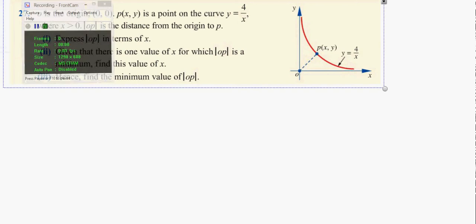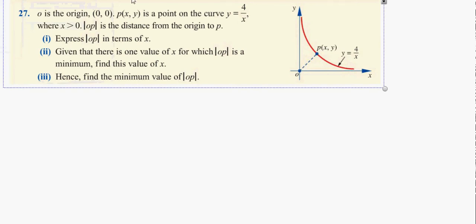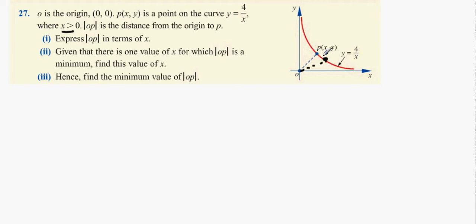Okay, so the next one: O is the origin, P is the point (x, y) on the curve y equals 4 over x, where x is bigger than 0. The length OP is the distance from the origin to P. Now this can be any distance, as we change the value of x and y, so the distance changes as well. Now express OP in terms of x.